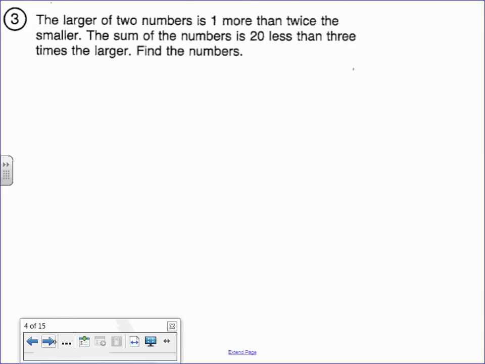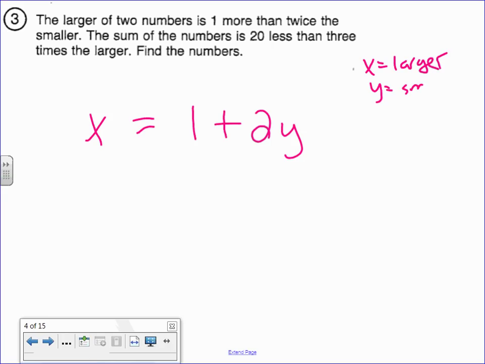All right, here we are on number 3. Let's go ahead and read it and set our equation up. The larger of two numbers is 1 more than twice the smaller. So the word more is going to be adding, and the word twice is going to be multiplying. Let's read that one more time and write out an equation. The larger of two numbers equals 1 more than twice the smaller. So in this particular one, I'm having x be my larger number, and I'm having y be my smaller number. Making note of that off the side, just in case I forget.